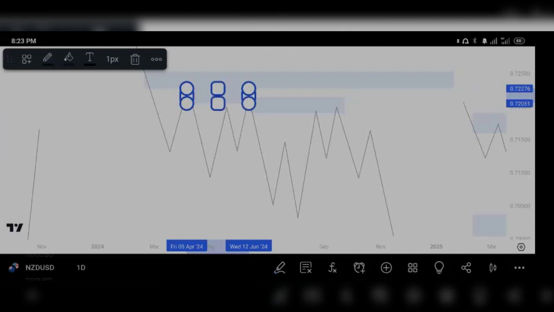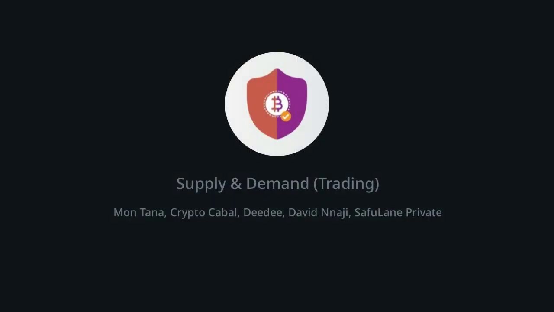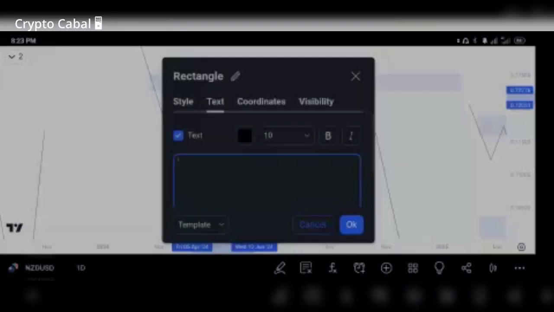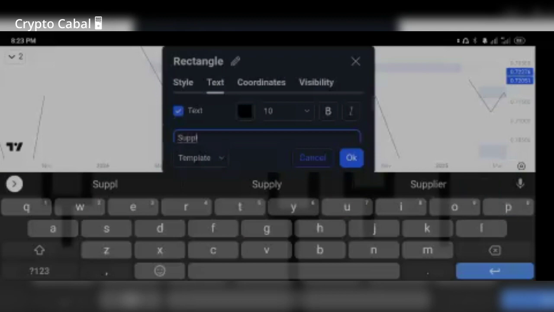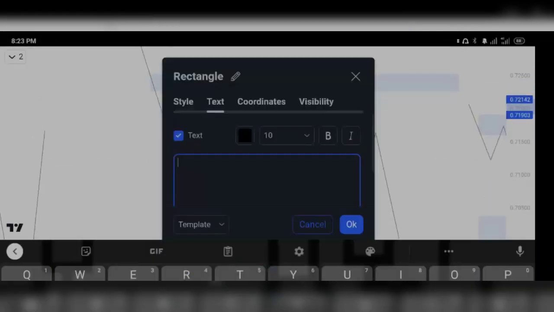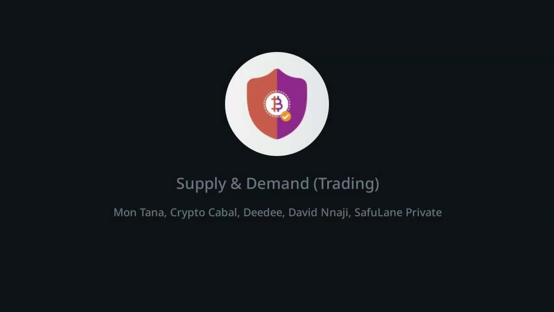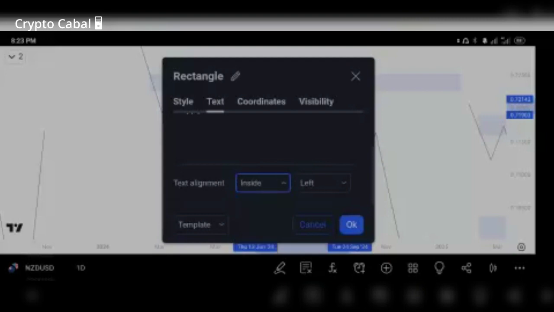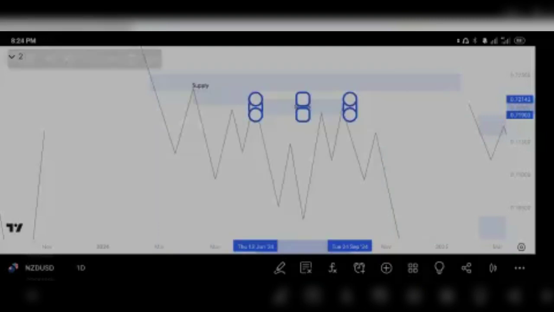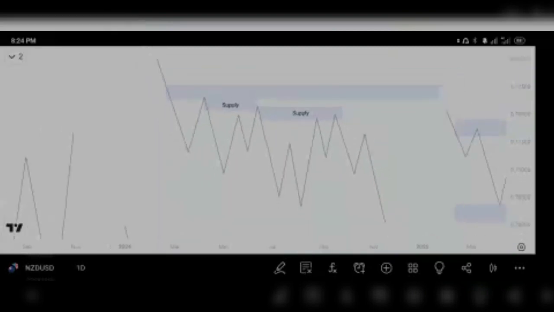Coming. Supply. Supply. I'm coming. This has to be inside center. This also inside center. All right. So this is what? Supply.